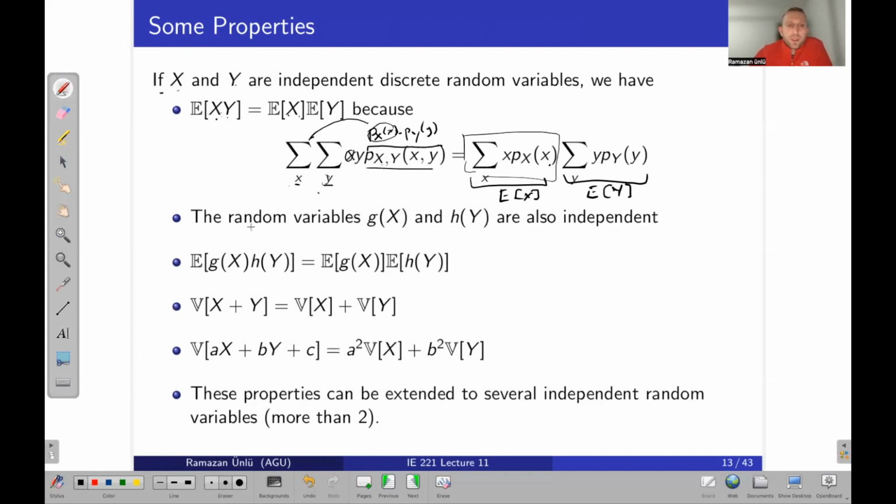The random variables g(X) and h(Y) are also independent. Say g is a function of X and h is a function of Y. If X and Y are independent, we can say that the functions of them are also independent. And also, the expected value of g(X) times h(Y) is equal to the expected value of g(X) times the expected value of h(Y).